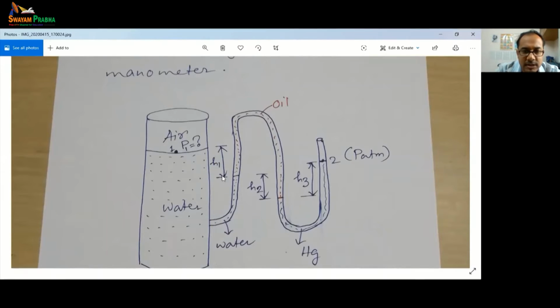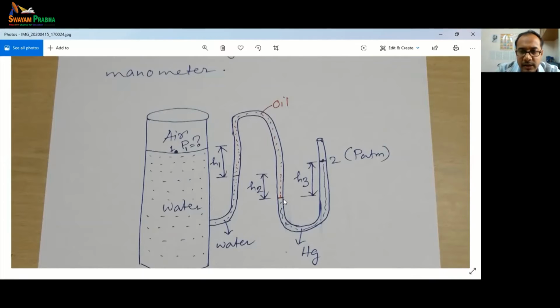So H1 is the distance from the top of the water column in the tank, and here in the barometer, the top of the water column in the, not barometer, but the manometric tube. So this height difference is given as H1, and this point is the junction where the water column and the oil column meet. So from this point, the depth of the oil column in the other part of the manometric tube is given as H2.